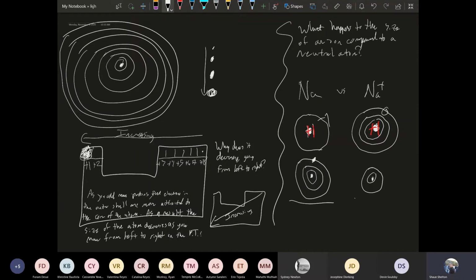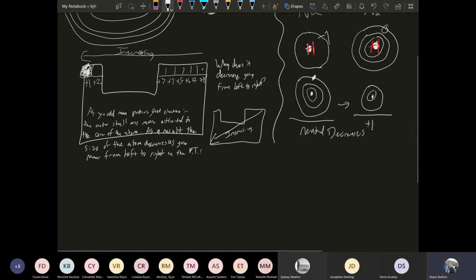So when you look at these 2 drawings here, what happens to the size of sodium when it loses 1 electron? Does it increase, decrease, or stay the same? What do y'all see from the drawing there? It decreases. Exactly. So when we compare the neutral atom to the +1 atom, it decreases in size as you go from neutral to +1. So this is neutral, and this one's +1.